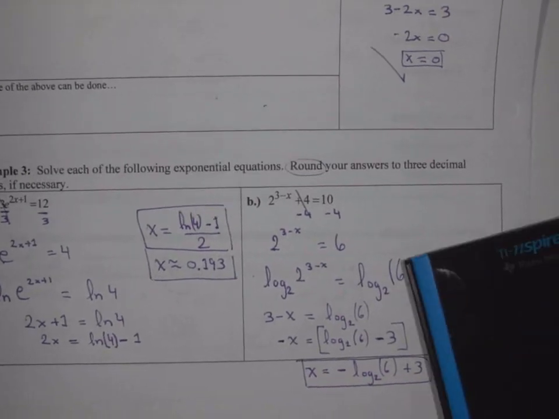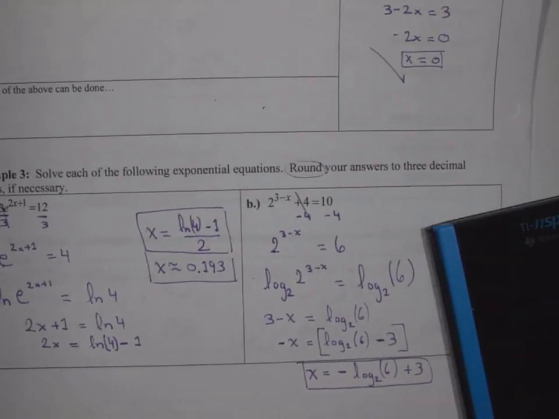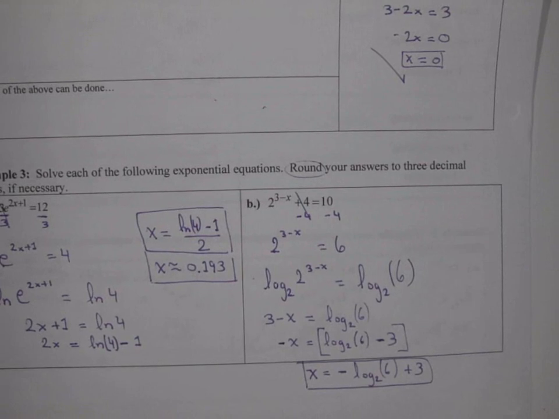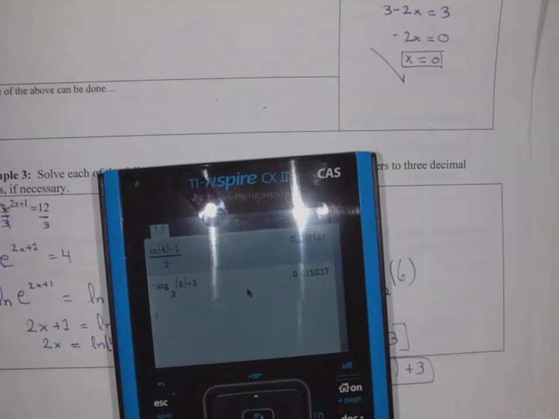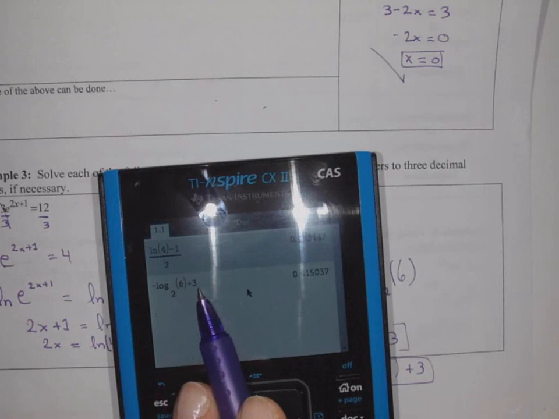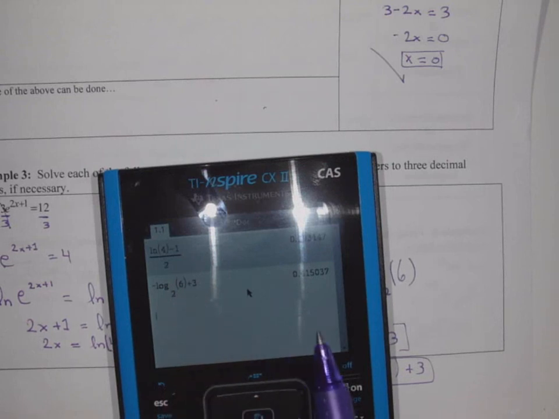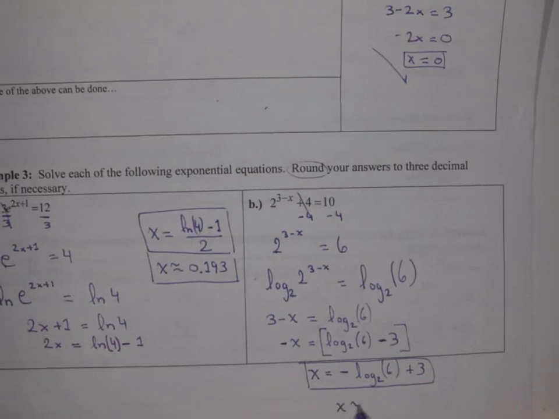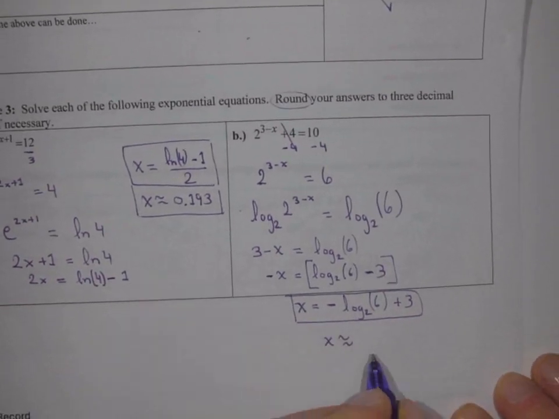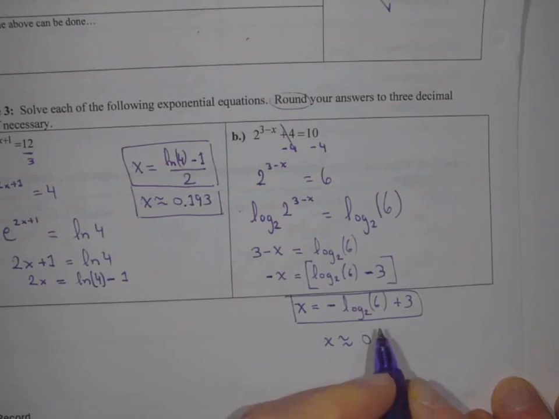And then I plug this in my calculator to find the approximation. So I have a negative log base 2 of 6, get out of the argument, and then plus 3. And so again, remember to get out of the argument here before you do the plus 3, right? And then the answer will be about 0. So x is about 0.415.